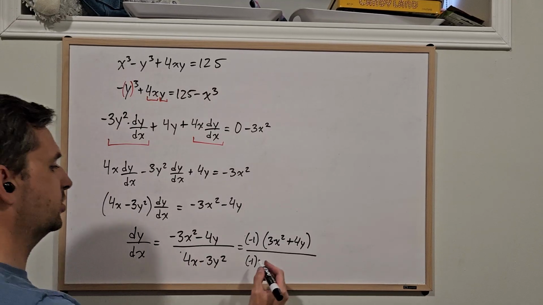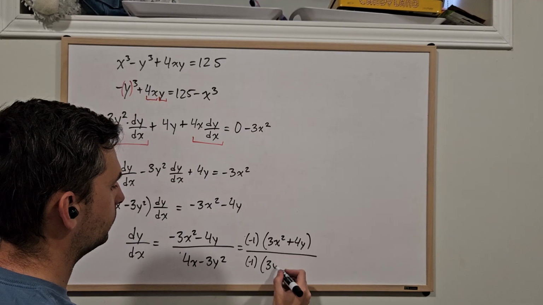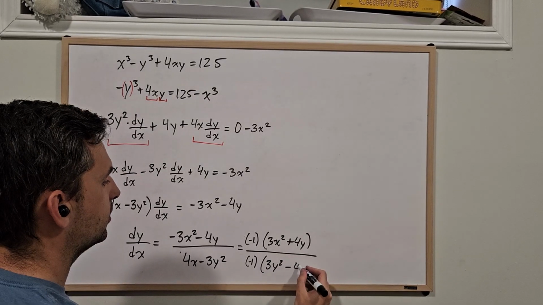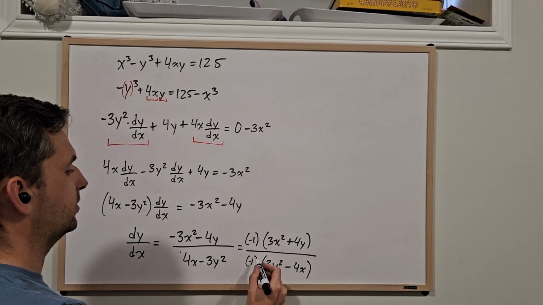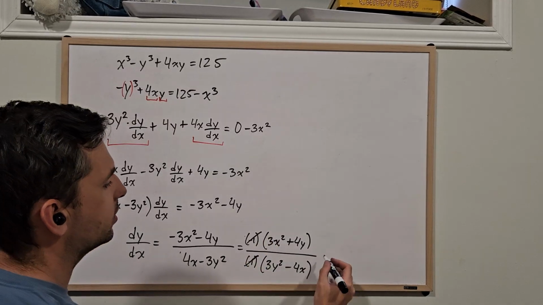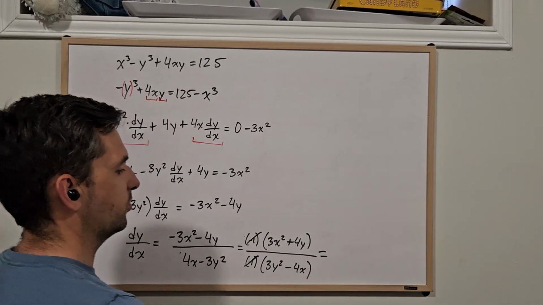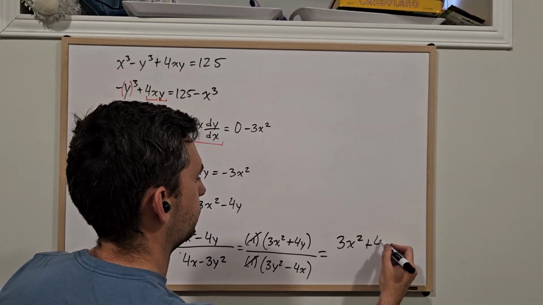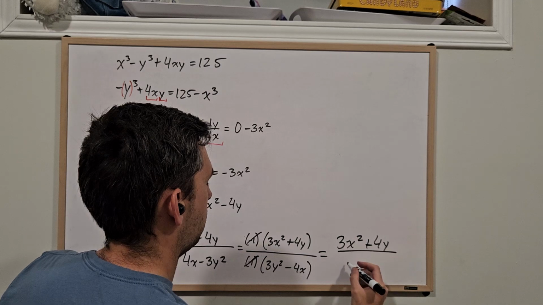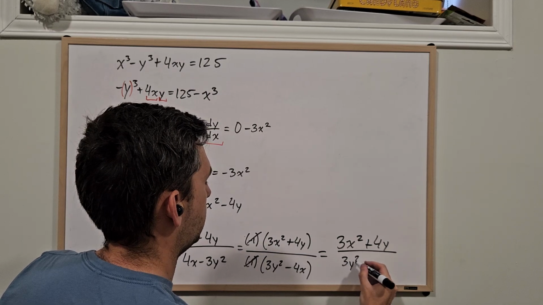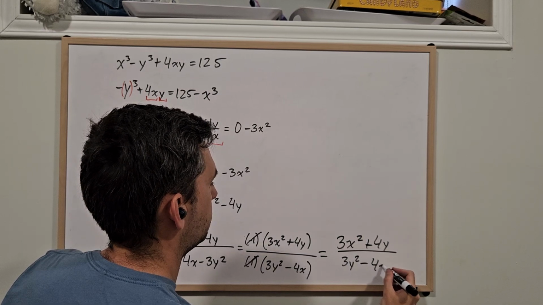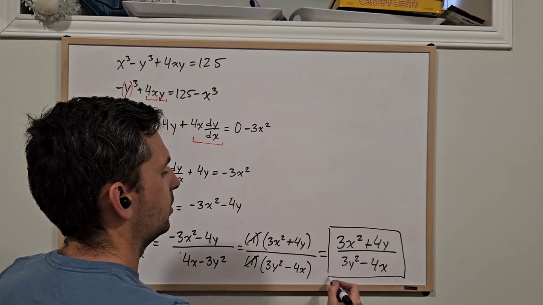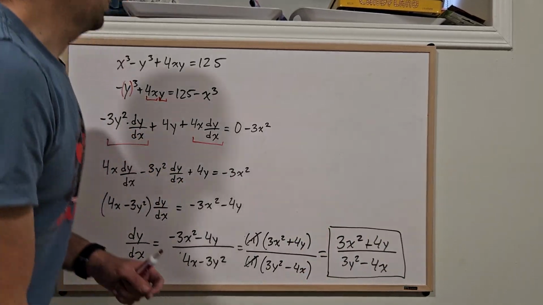So I'm going to put the 3y squared in the front, and the negative 4x on the end. My negative 1s will cancel out, and then you will get a final form that looks like this. 3x squared plus 4y on the top, all over 3y squared minus 4x. There's your one minus sign there. And that is your final answer.